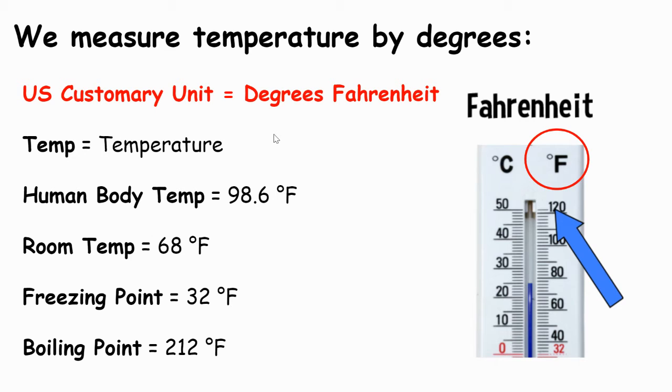So in Fahrenheit, our body temperature is 98.6 degrees. If you were in a room that just felt normal, room temperature would be around 68 degrees. Freezing point, when water or any other thing freezes, is at 32 degrees Fahrenheit. And then boiling point, say you're cooking some pasta, when your water starts to boil on the stove, that is 212 degrees Fahrenheit. And so this is what we use here in the US.